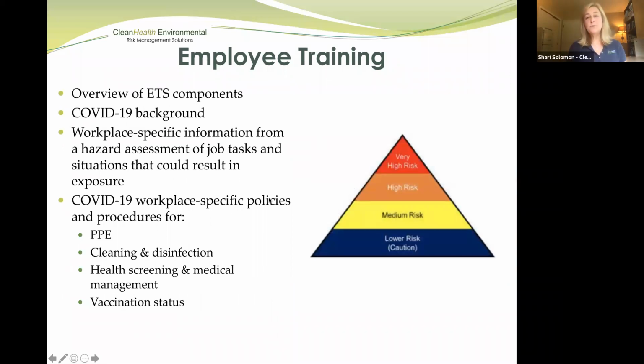And the next essential component of your administrative controls is employee training, obviously. A program and a plan is only as good as its implementation. And so the training is a key component of that. Making sure your employees understand what is the emergency temporary standard, what is the COVID plan, and what does it include. Understanding the background, the potential exposures, what they do, and determining what their potential exposure is, how can they protect themselves, and basically an overview of the COVID-19 workplace policies and procedures that we've been talking about.